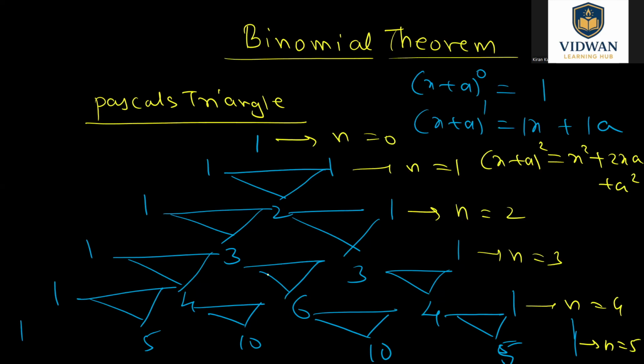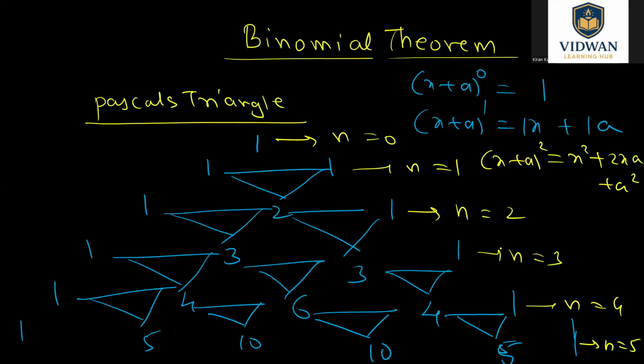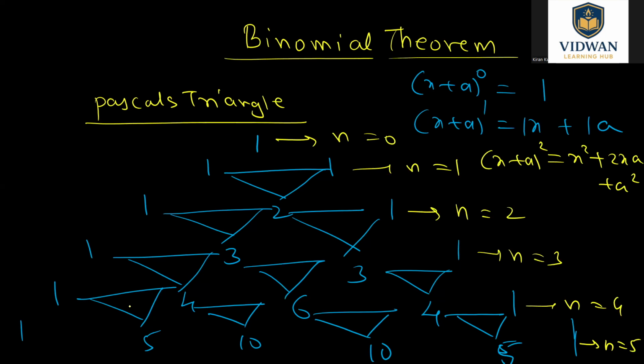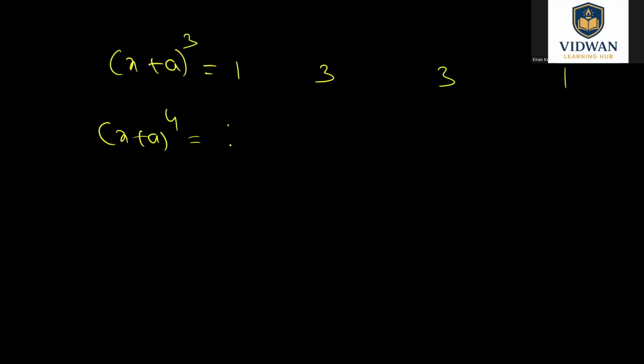So seeing this pattern, if you want to write x plus a power 3 or something, what will be the coefficients when the power is 3? There will be 4 coefficients. That is 1331. And suppose if the power is 4, how many coefficients will be there? 5 coefficients, and there will be the next row. That 14641 will be the coefficients. And in case if the power is 5, there will be 6 coefficients. And what are they? 1, 5, 10, 10, 5, 1.